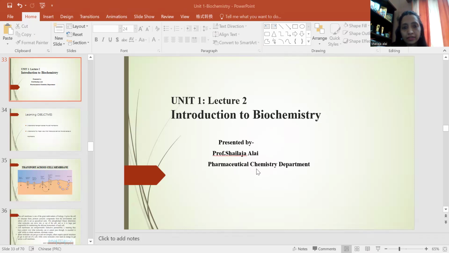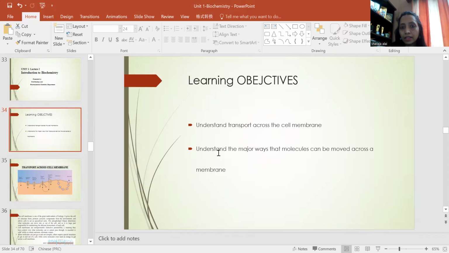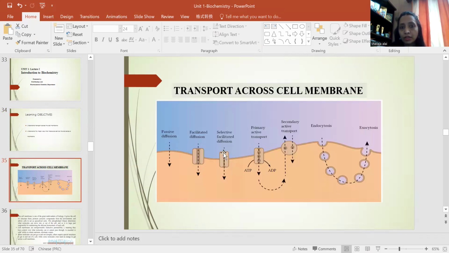In the last lecture, we already studied the cell organelles and their functions. In this lecture, we are going to study cell transportation and the different ways molecules can be helped to move across the cell membrane. So these are the learning objectives.